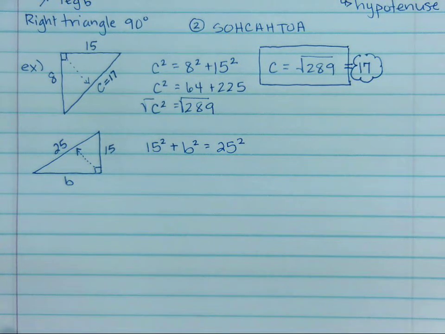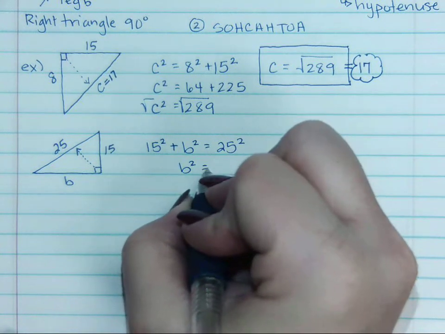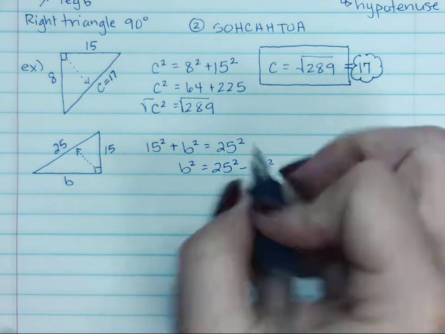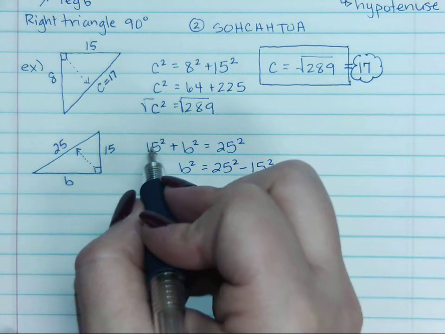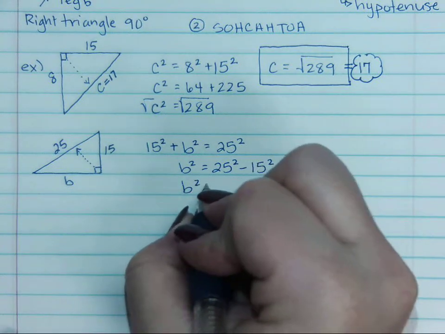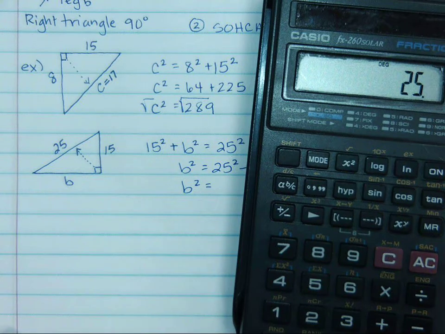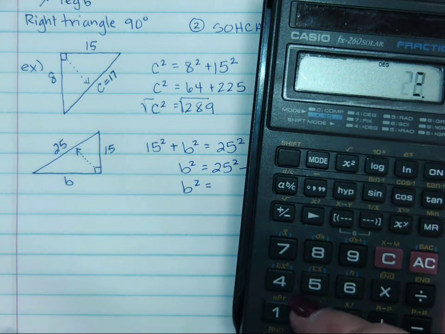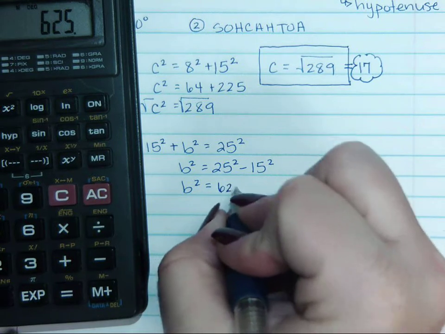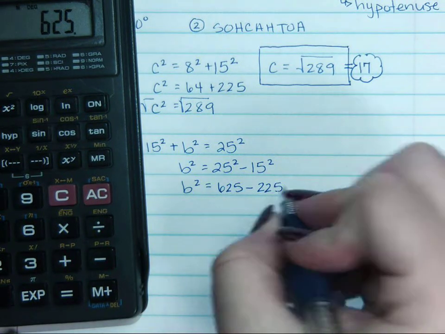And now I need to solve for b squared first. So I need to first move over and subtract that 15 squared, because right now the only way I can move that is to subtract it from both sides. Right, so now I'm going to check on my calculator. 25 times 25. All right, so that's 625. So 625 minus, and I know this one is 225.